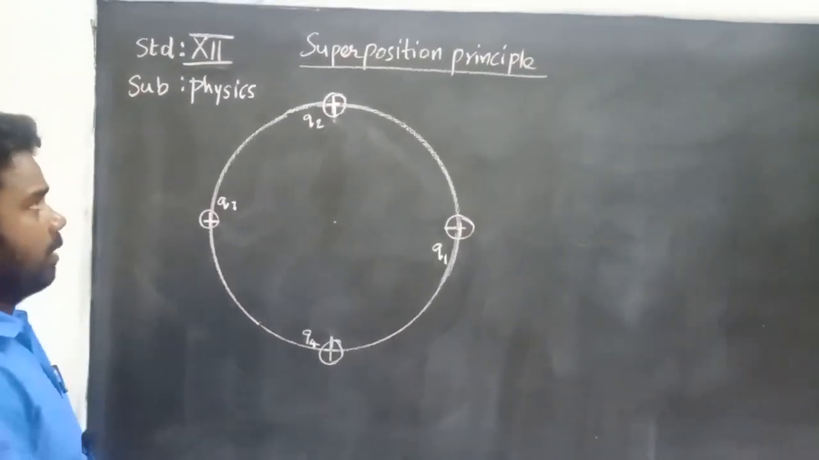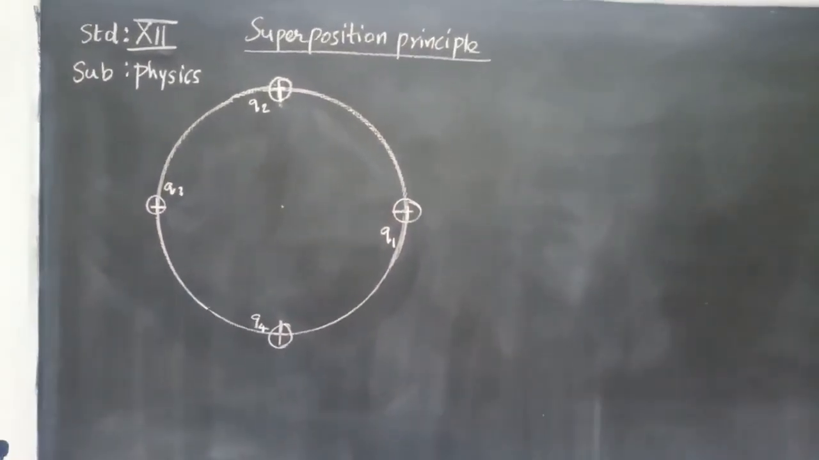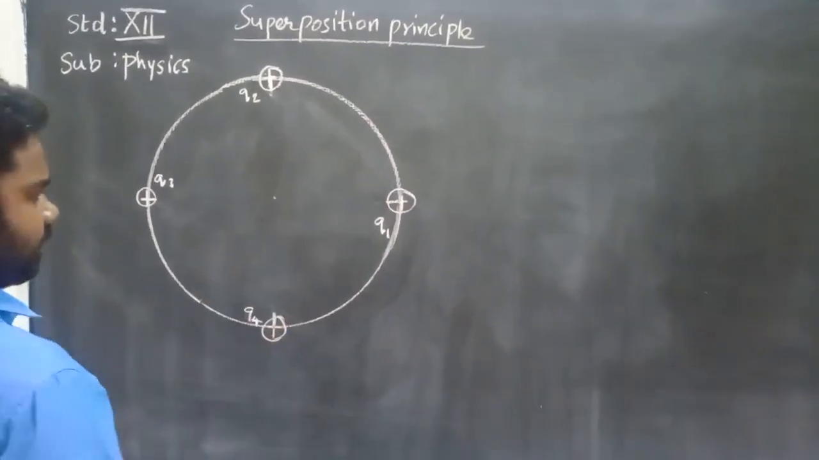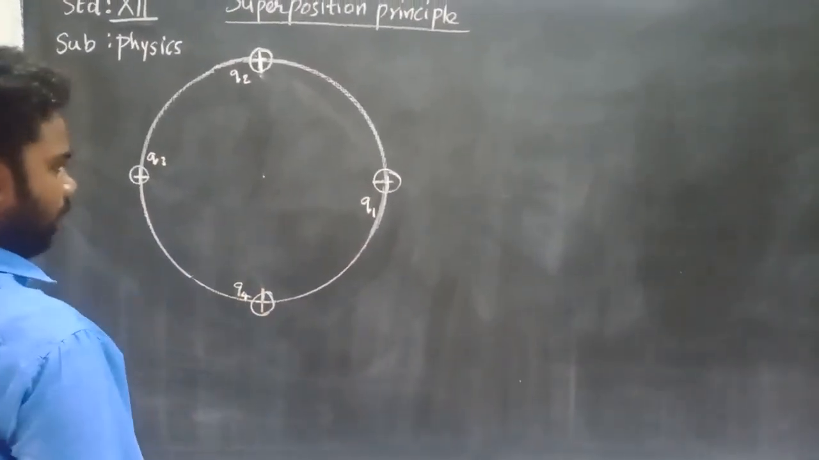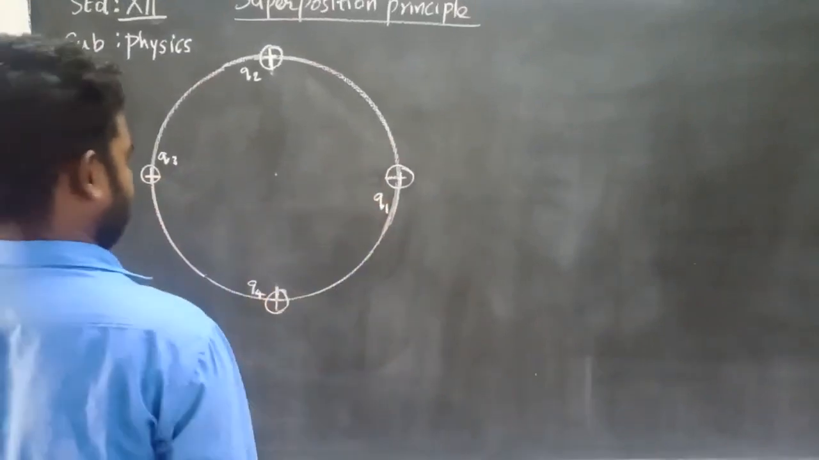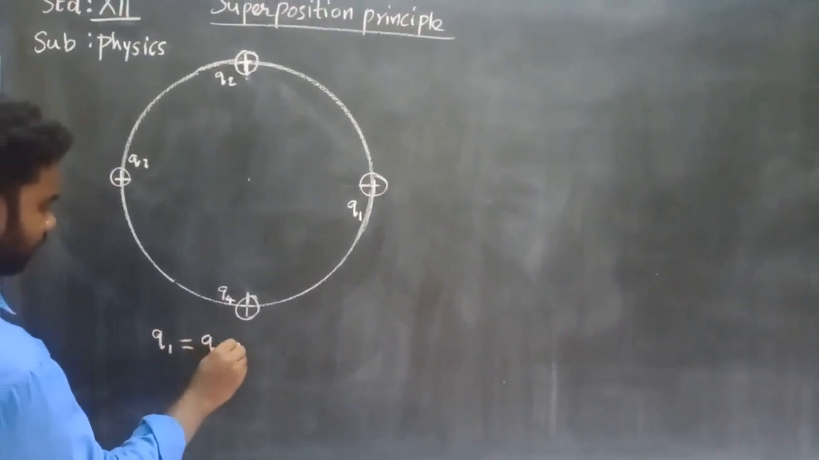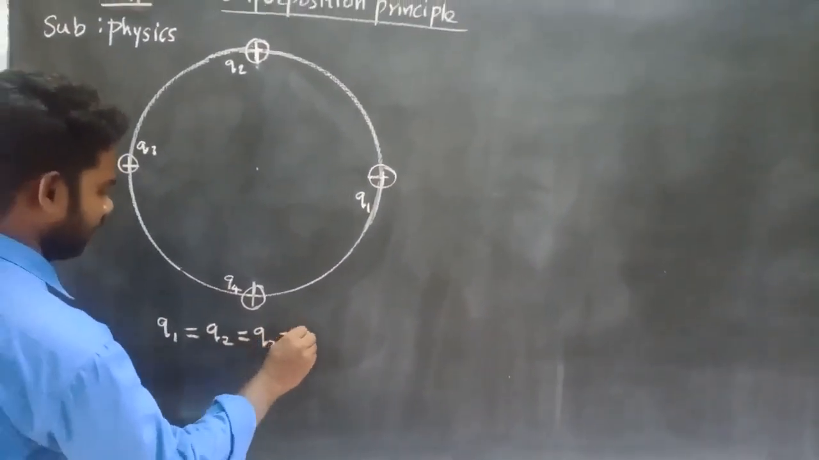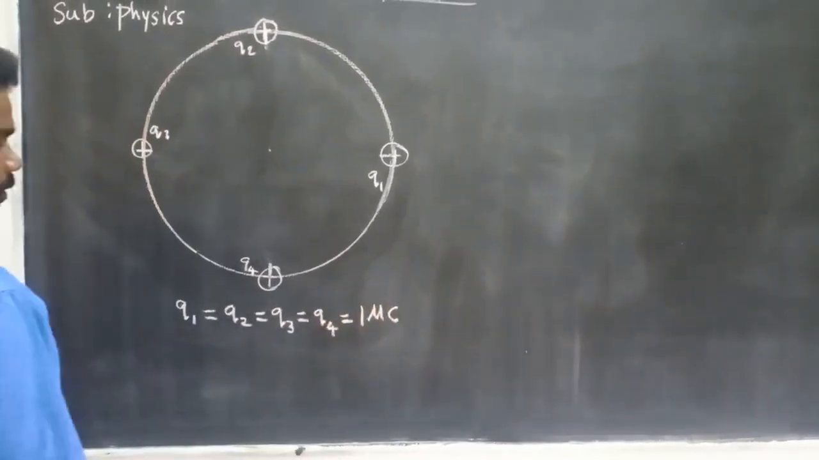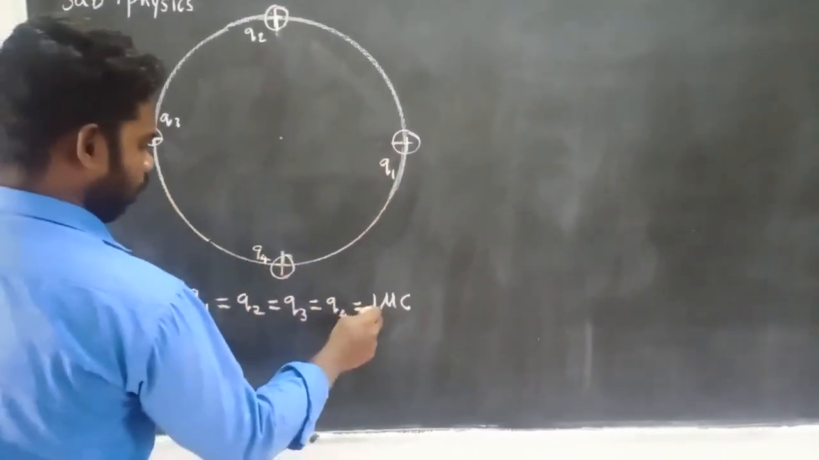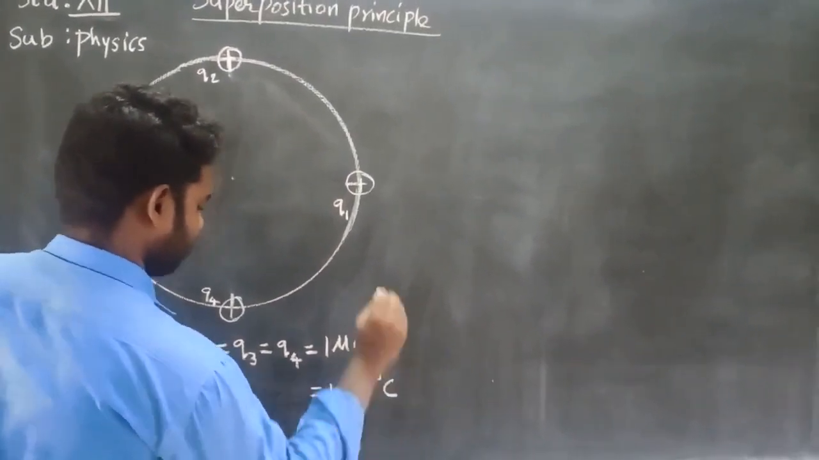The topic is superposition principle. The given problem is there are 4 charges Q1, Q2, Q3 and Q4 placed in a circle. Each charge has the magnitude Q1 = Q2 = Q3 = Q4 = 1 microcoulomb. The value of each charge is 1 microcoulomb, which means 1 × 10^-6 coulombs.